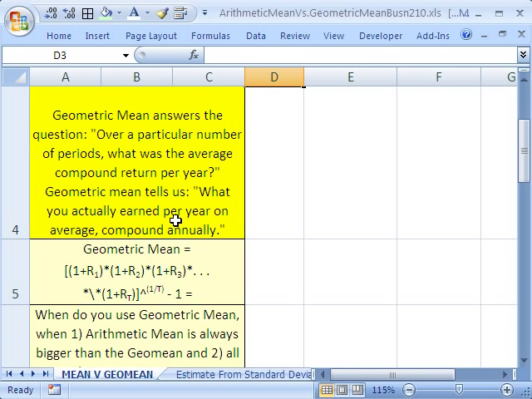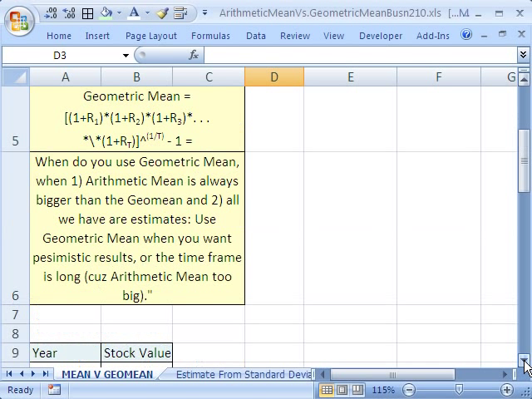Now, what about geomean? Geomean answers the question, over a particular number of periods, what was the average compounded return per year? In our last video, we saw a calculation using GeoMean and how it got us exactly the correct ending value after a number of periods. So geometric mean tells us what you actually earn per year on average, compounded annually. Here's our formula that we saw in our last video.